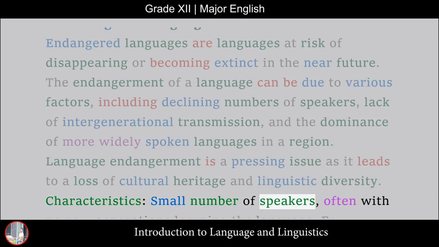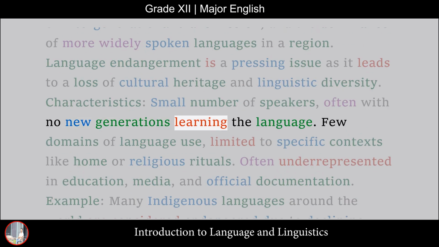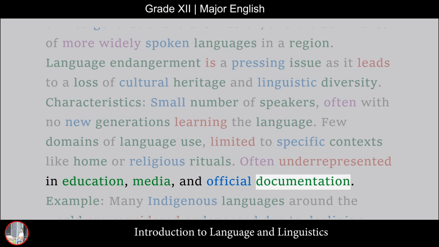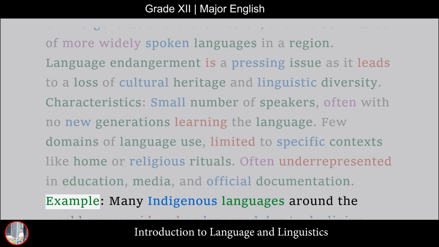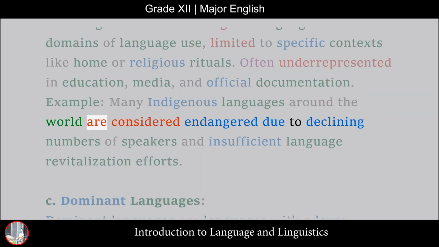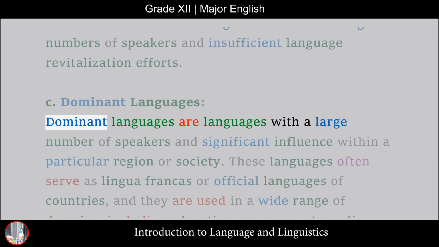Characteristics: small number of speakers, often with no new generations learning the language. Few domains of language use, limited to specific contexts like home or religious rituals. Often underrepresented in education, media, and official documentation. Example: many indigenous languages around the world are considered endangered due to declining numbers of speakers and insufficient language revitalization efforts.